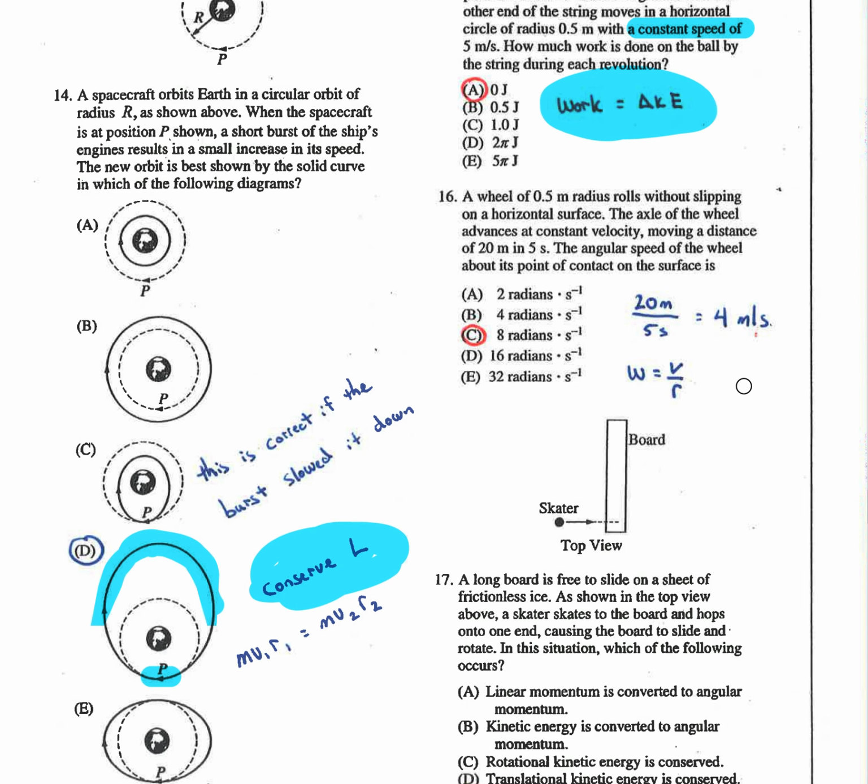This is like a conversion type deal where they give you some information about the radius, the distance, the time. Again, if you went 20 meters in 5 seconds, you must be going 4 meters per second. And then we can convert that to an angular speed where we know V equals omega r, which is the same thing as saying omega is V over r.